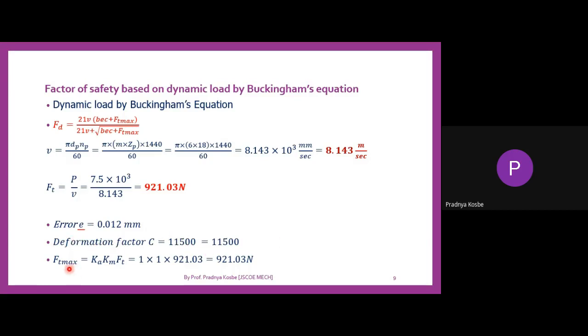Now Ft max, because in the formula it is Ft max, so you have to calculate Ft max. It is Ka Km Ft. Application factor not given. Km, the load deformation factor, not given. So we have to assume it as 1. So 1 into 1 into Ft. So the answer is going to remain the same. That is 921.03 Newton.